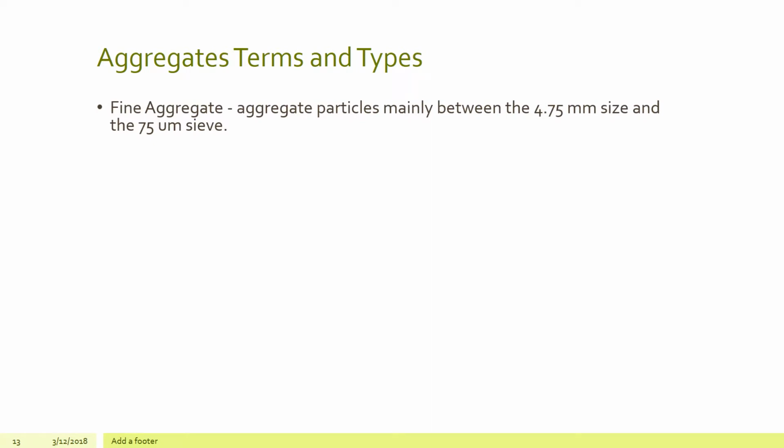Of course, we have fine aggregate. Aggregate particles mainly between the 4.75 millimeter and the 75 micrometer sieve size that we would have. Coarse aggregate, we're looking at aggregate particles mainly larger than the 4.75 sieve size.